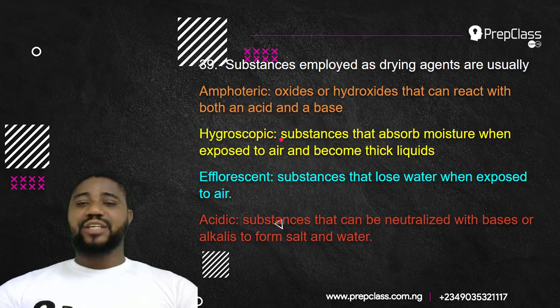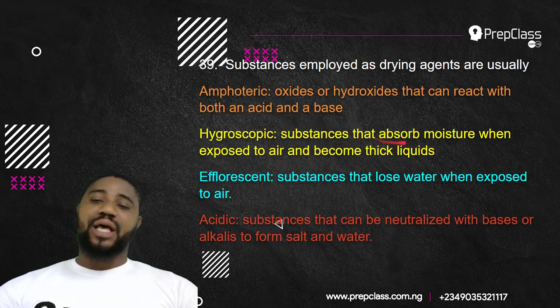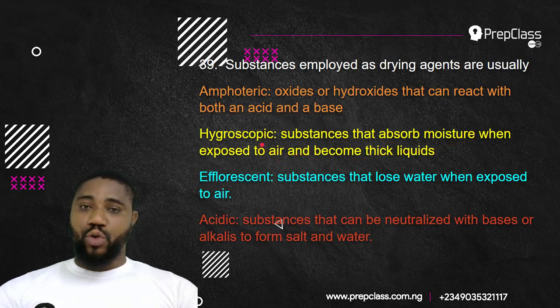Hygroscopic substances absorb moisture when exposed to air. If they are solids, they will absorb moisture as you expose them to air; a very good example is fused calcium chloride. If you expose them too much, they absorb moisture and become a thick liquid. But if they are liquids, they absorb moisture and become dilute. Examples are H2SO4 and hydrochloric acid. So hygroscopic substances absorb moisture on exposure to air.